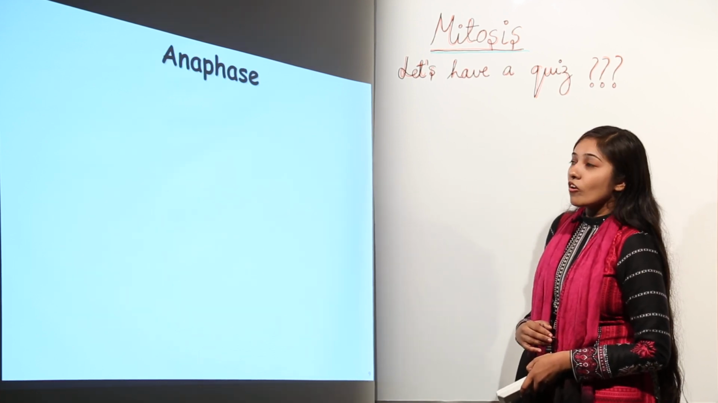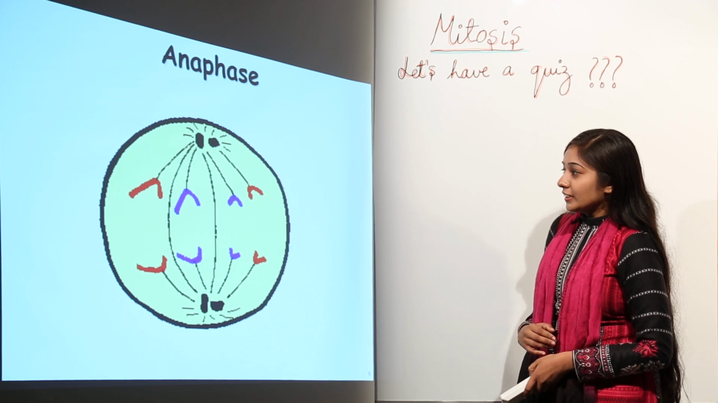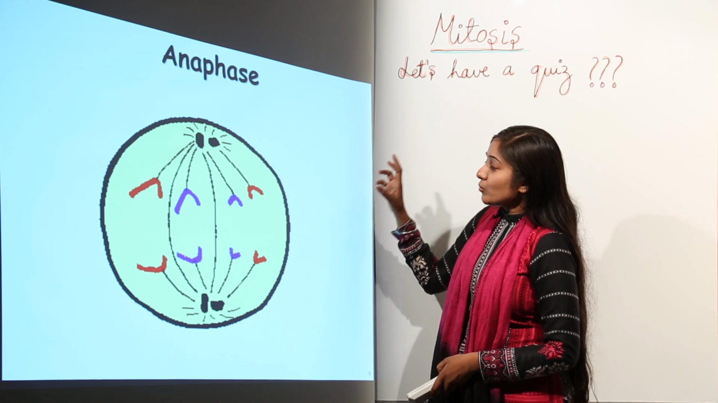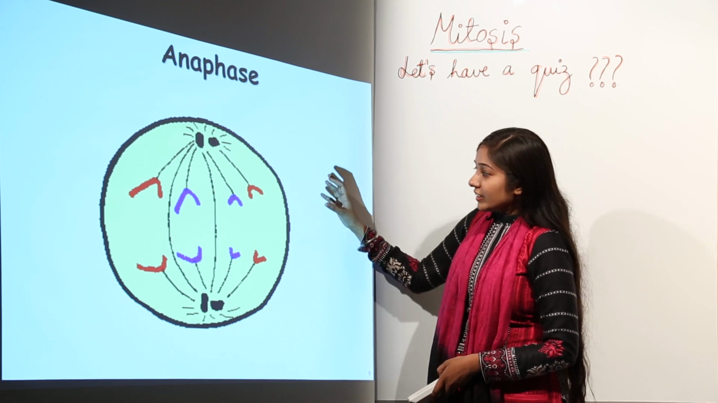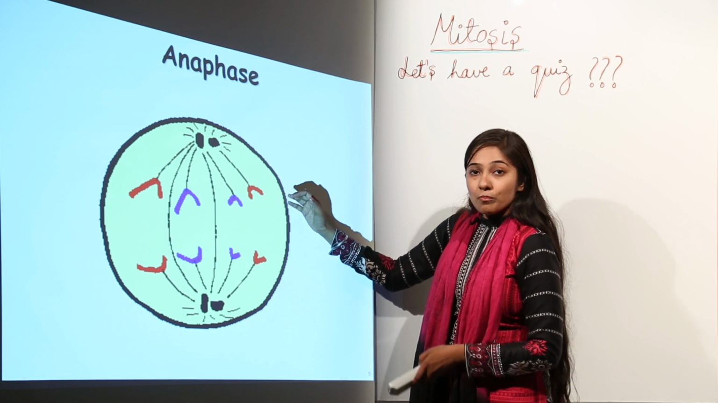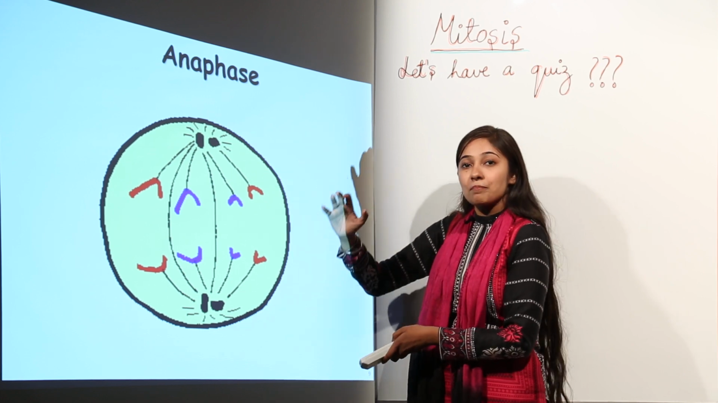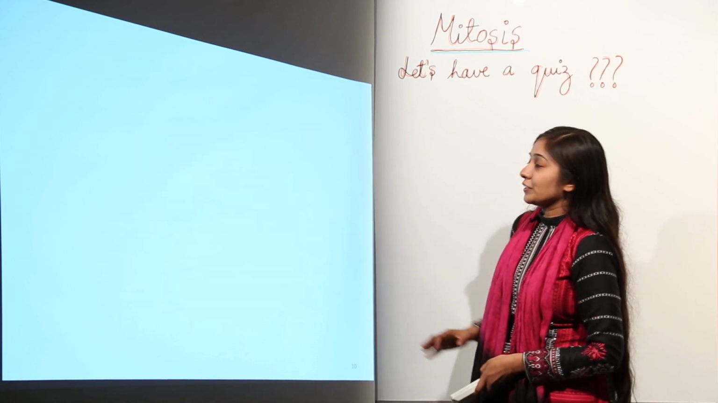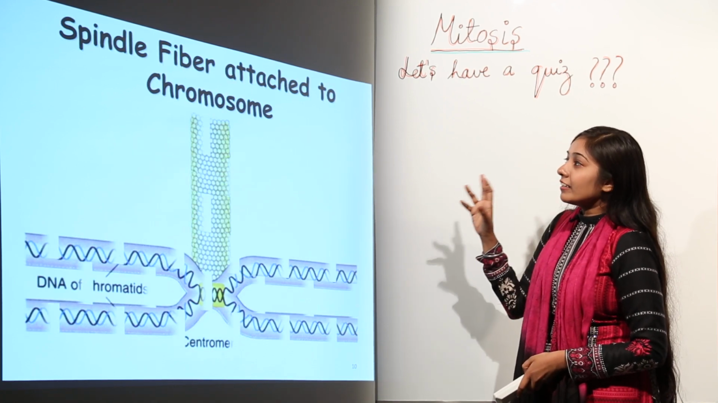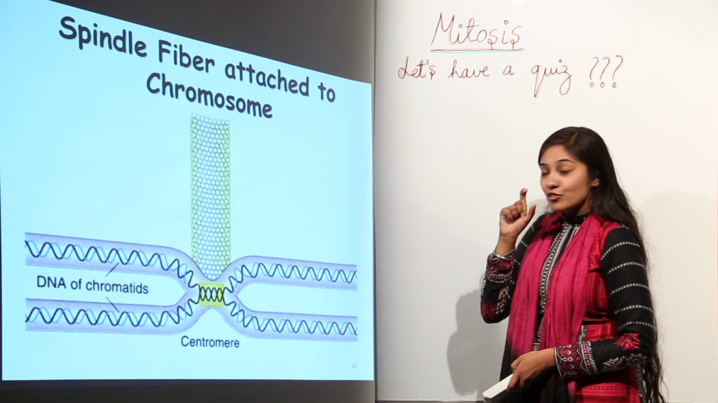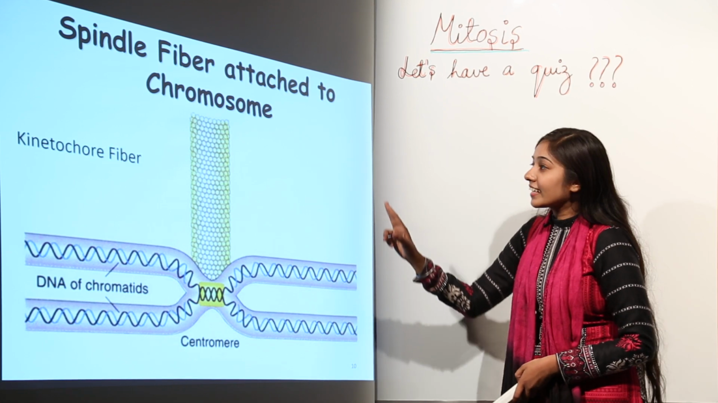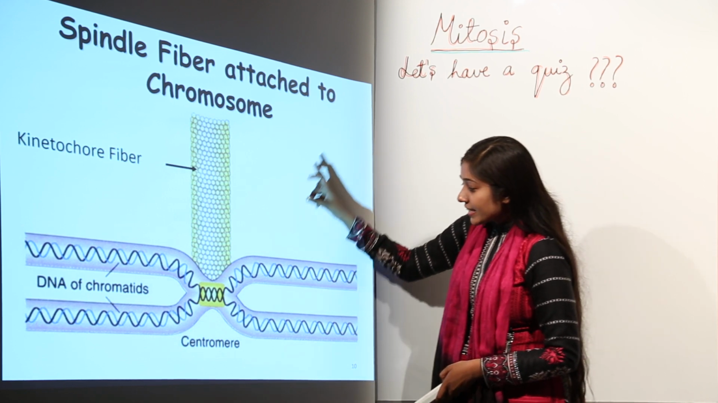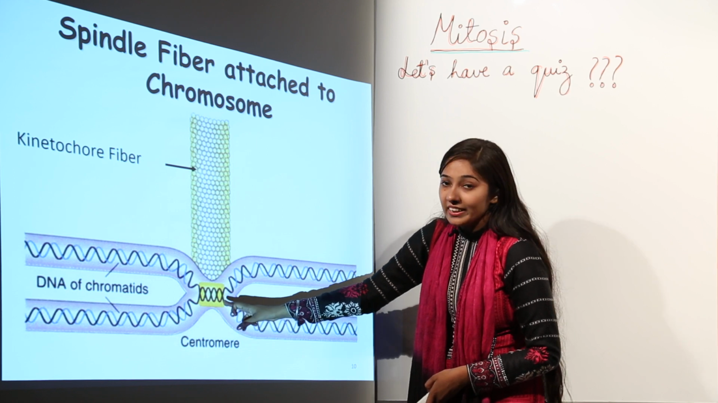So next we move on to anaphase. This anaphase stage is very clear to you all already, that during this stage what is happening? The chromosomes are going to move towards the poles, because this is the back stage. The chromosomes are going to move back. They will reach the poles. So the spindle fiber is attached to the chromosome, and I have talked about something very important, that is the kinetochore fiber. And this attaches itself to the centromere region of the chromatids during which stage?